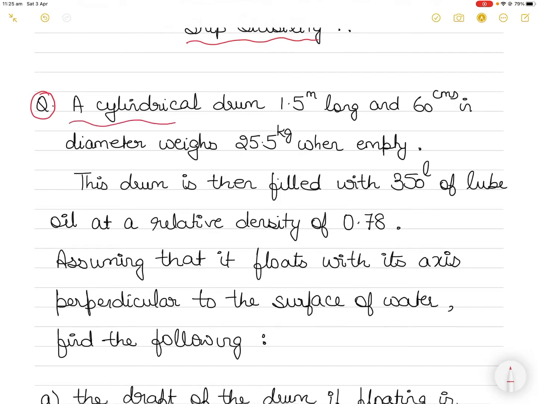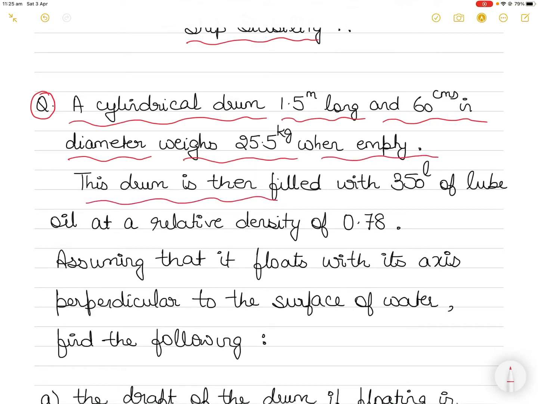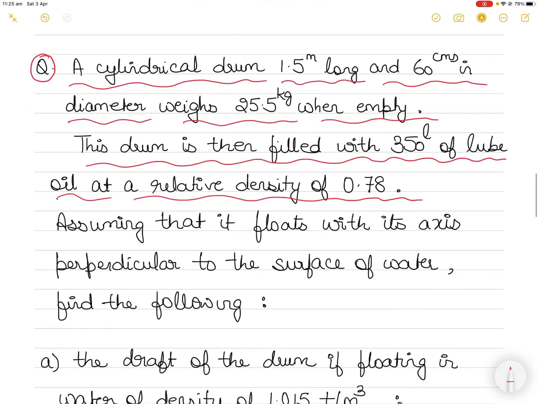Today's question: there is a cylindrical drum which is 1.5 meters long and 60 centimeters in diameter. It weighs 25.5 kilograms when empty. This drum is then filled with 350 liters of lube oil at a relative density of 0.78. So the density of the lube oil is 0.78.